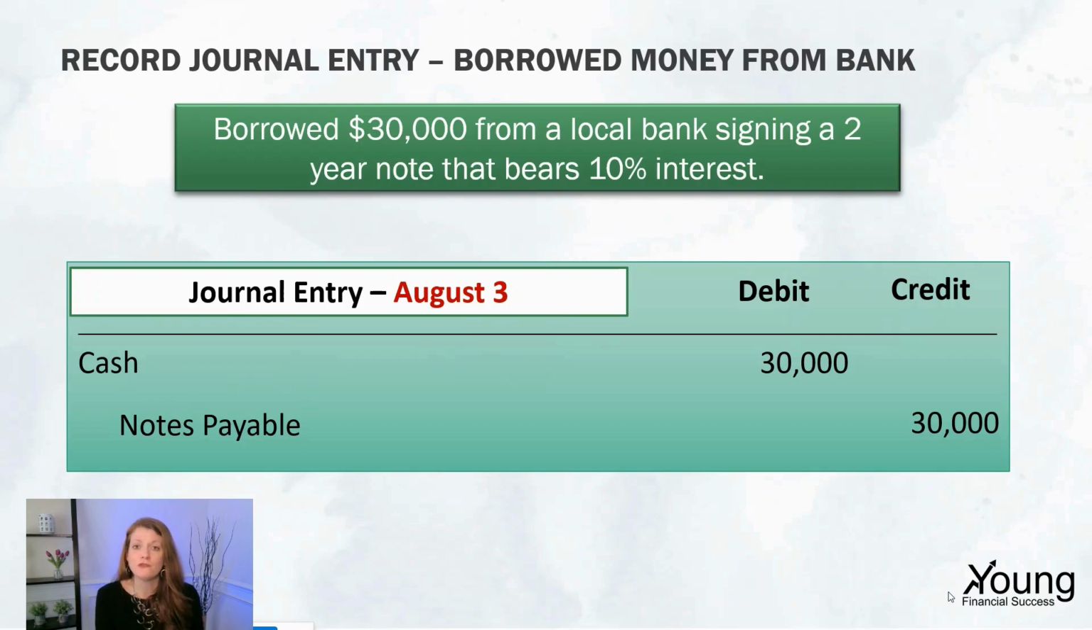Again, maybe in the note for the journal entry, we might put this is a loan, a 2-year loan for 10% interest, but we don't put it where it's actually going to show up on the general ledger yet.